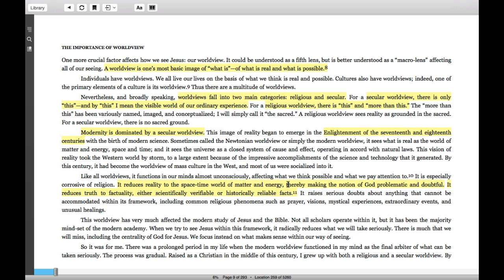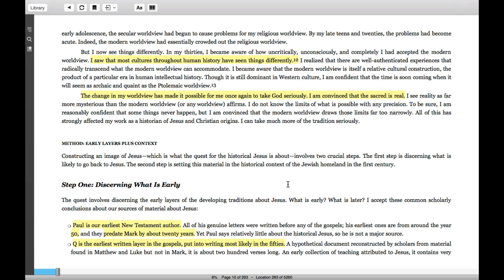Well, Jesus, for Marcus Borg, had a thoroughly religious worldview. He unpacks that in his next chapter. So you need to understand what he's saying here, that throughout so much of his life, it was dominated by perhaps the secular worldview because the religious worldview caused him problems. But he says, by my late teens and 20s, the problems had become acute. Indeed, the modern worldview has essentially crowded out the religious worldview.